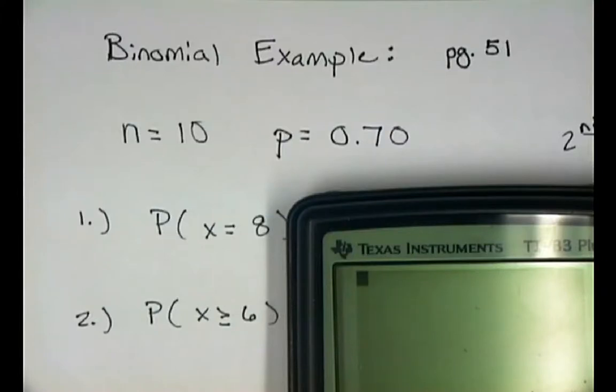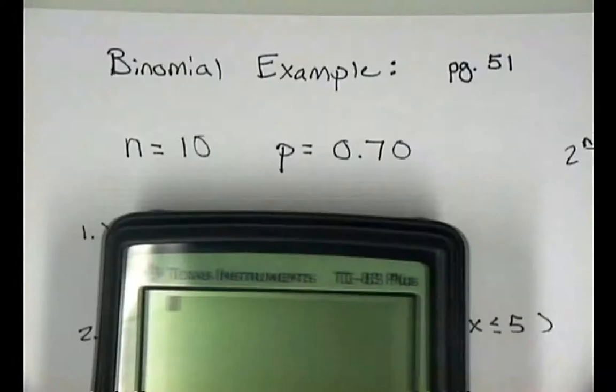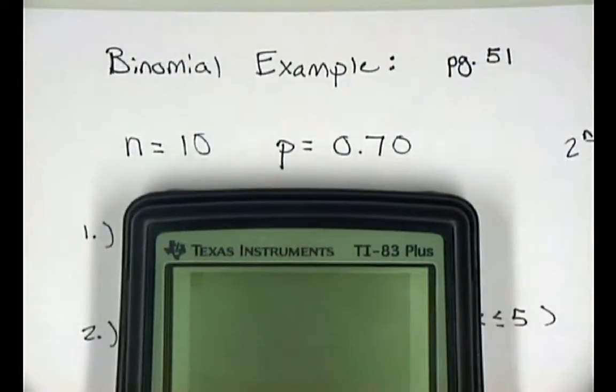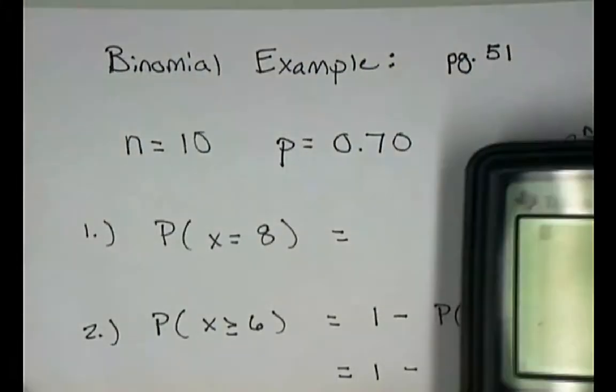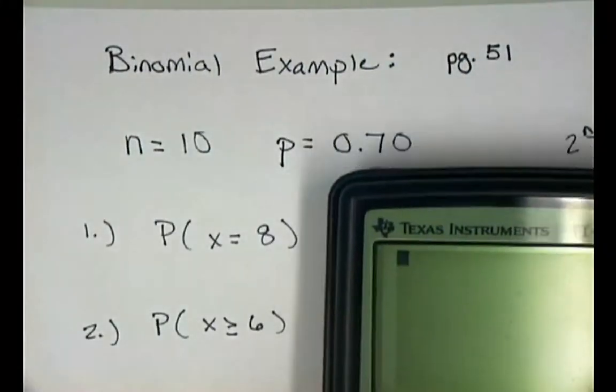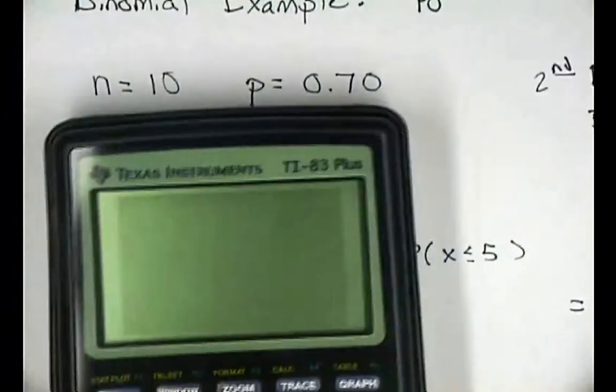Okay, students, so suppose you wanted to do a binomial problem without using the table or the formula, using your TI-83 or 84 Plus. I've set up this example here, which is similar to page 51. We've got n is 10 and the probability of success is 0.7. Let's suppose that we wanted to just find the probability that 8 items will be successful.